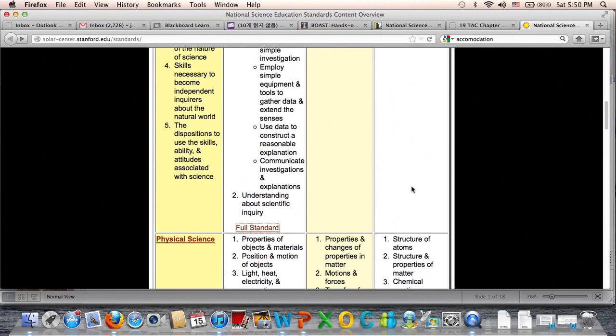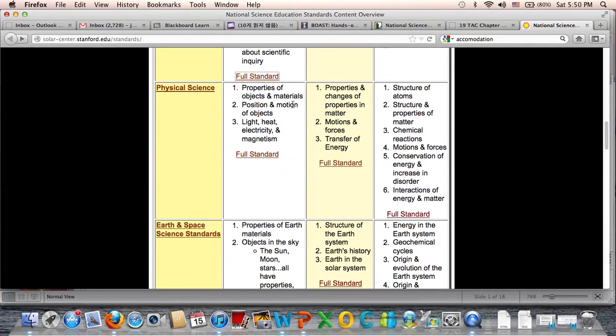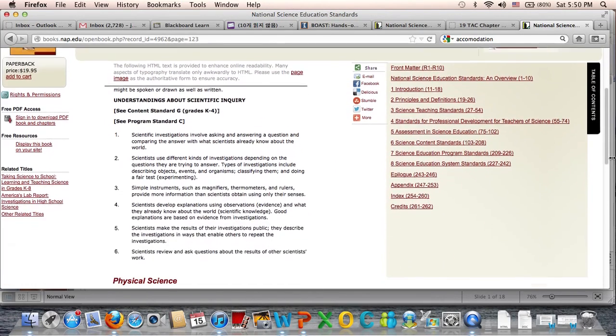Okay. For the physical science, for K to 4: properties of objects and materials, position and motion of objects, light, heat, electricity, and magnetism. So you need to teach these concepts for physical science. For the full standard, you can just click, and then it gives you more details.